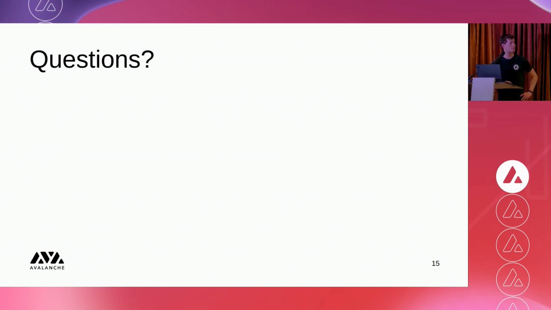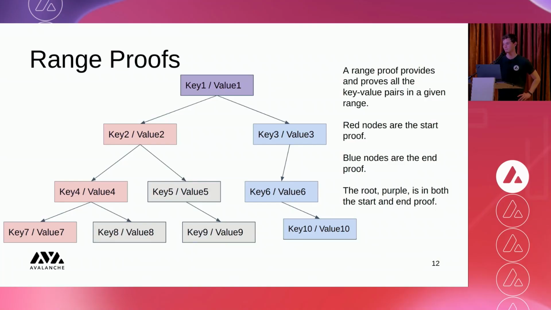Okay, thank you. Congratulations for the talk. In slide 12, where you showed the range proof, I get the pink path, I get the blue path, and I get a set of nodes. How do I know how those are structured? I mean, where the position of each one is? Do I know by the index, by the key?